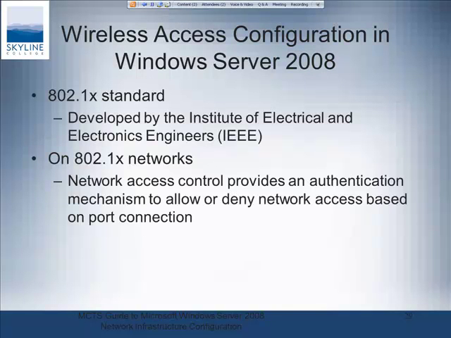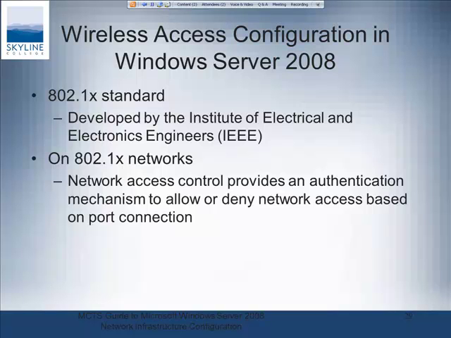The wireless, the 802.1x, which I've talked about a little bit already. Network access control provides authentication mechanism to allow or deny access based on a port connection. Again, 802.1x, not just wireless. It actually was originally a wired protocol and is now used in wireless. It's available both wired and wireless. You can use it on a Cisco product to not turn the port on until you actually get authenticated to the network. Wireless access point, same way.